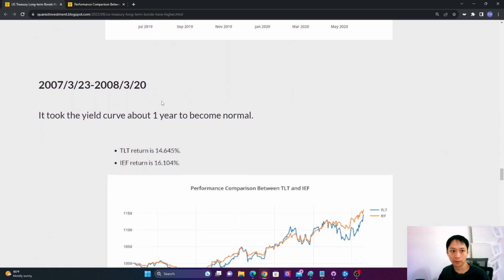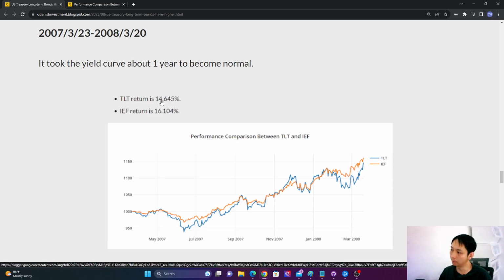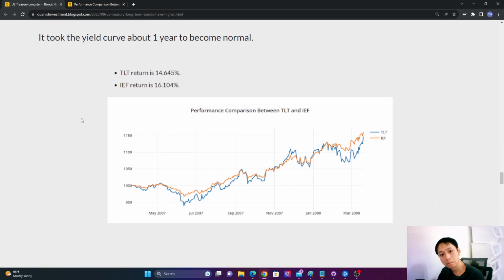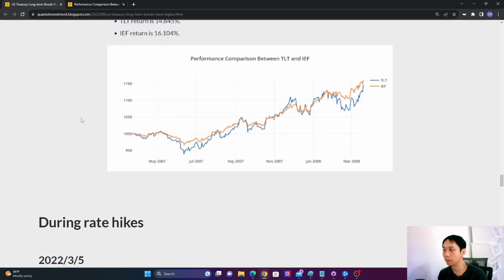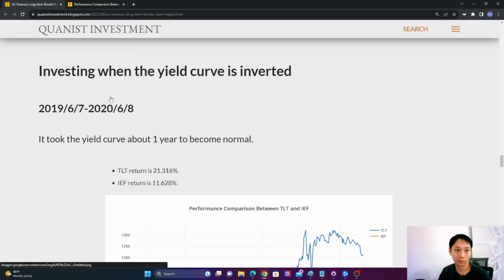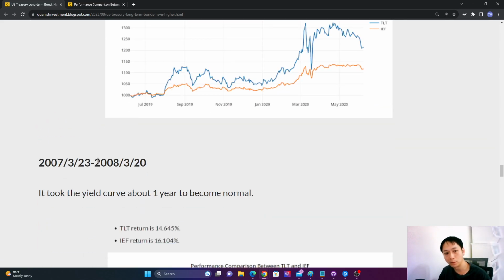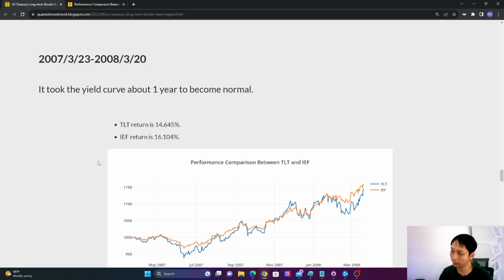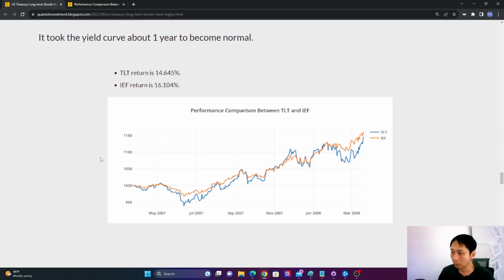The second time, 2007, same thing. It took 1 year for the yield curve to become normal. IEF and TLT have a very similar trend. They have similarities in that during both times when the yield curves were inverted, the Fed lowered rates, maybe to zero. They just dropped rates during the time. So when the yield curve was inverted at the end of 2007 and 2019, and then 2020 and 2008, that's when the Fed lowered the rates. That's when the yield curve became normal.